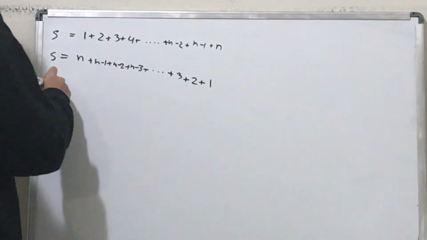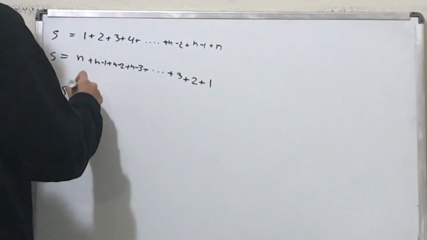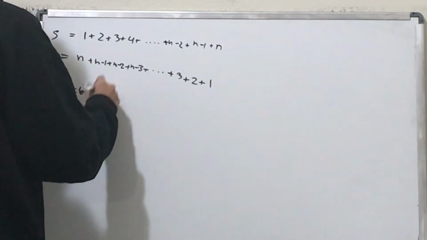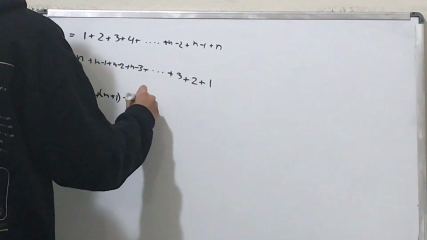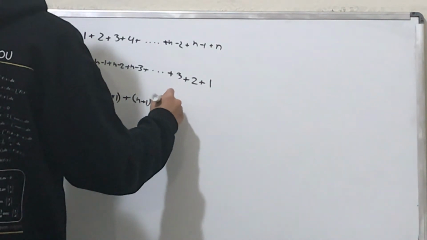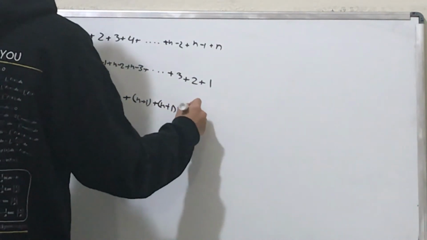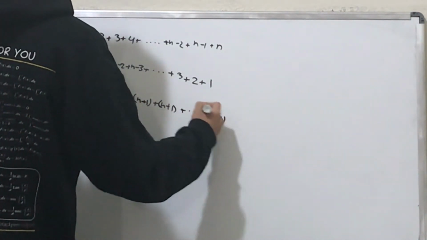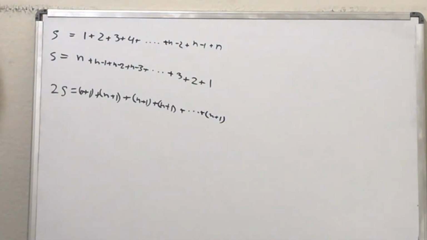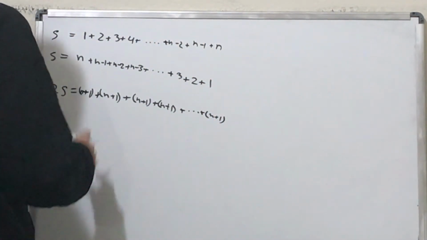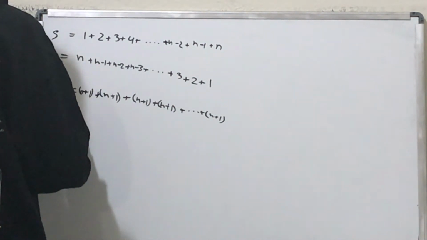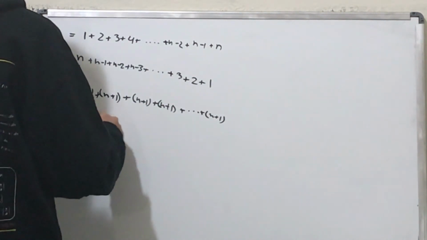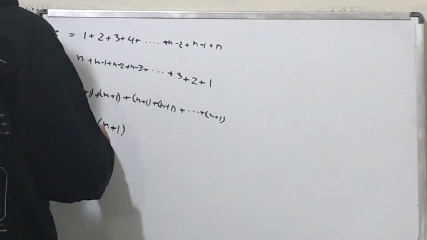Okay, summing these two, we get 2S is going to be n plus 1, plus n plus 1, plus n plus 1, plus n plus 1, all the way to the end, right? And now we can do how many n plus 1s are there? There are exactly n n plus 1s. And then we could divide out by 2 on both sides.